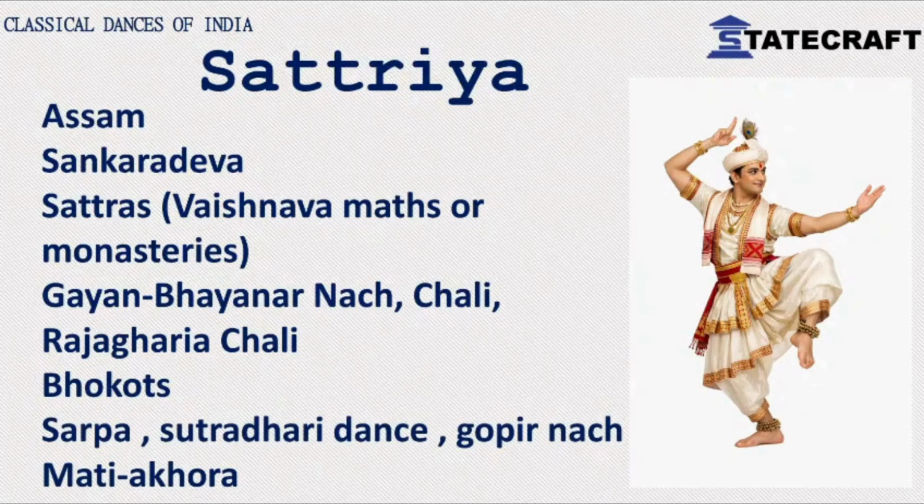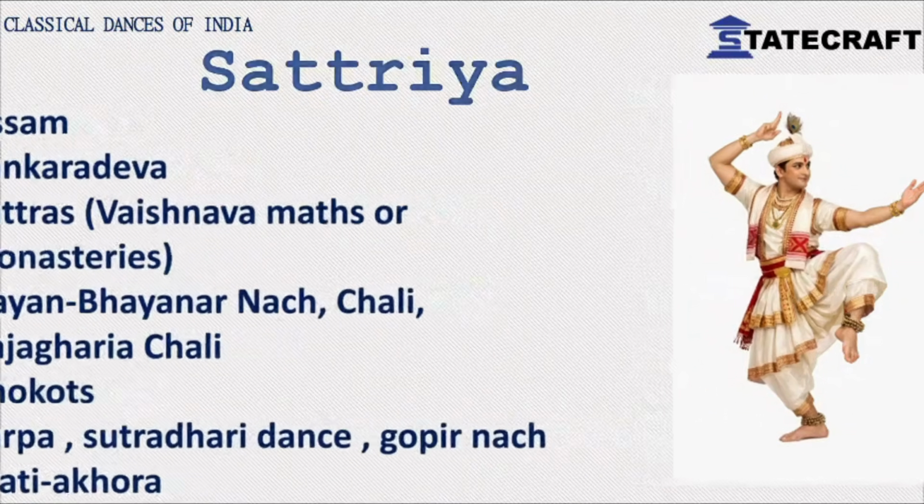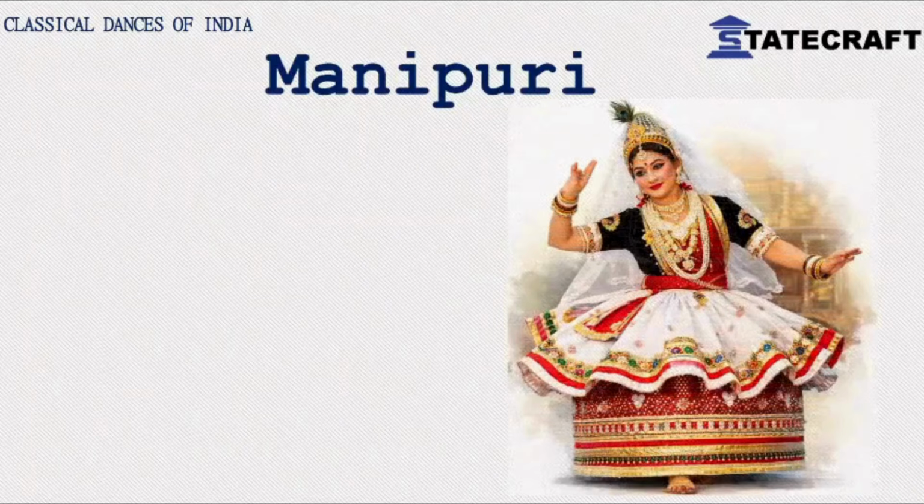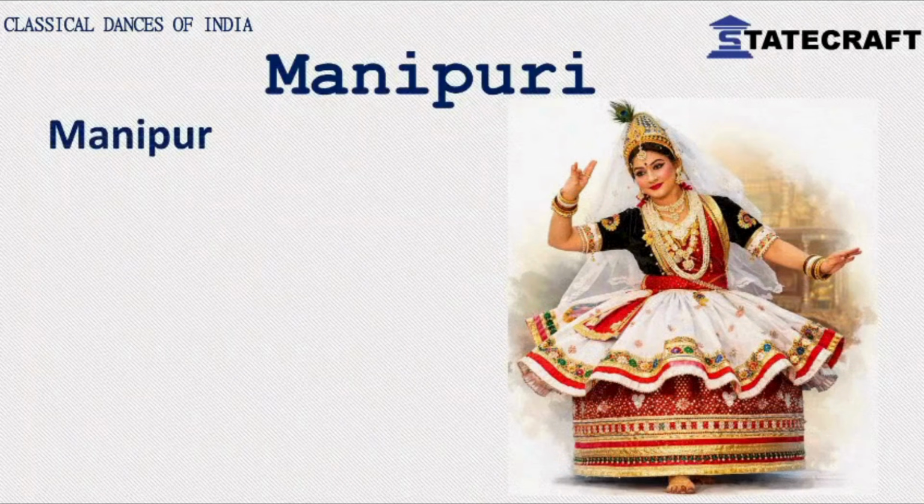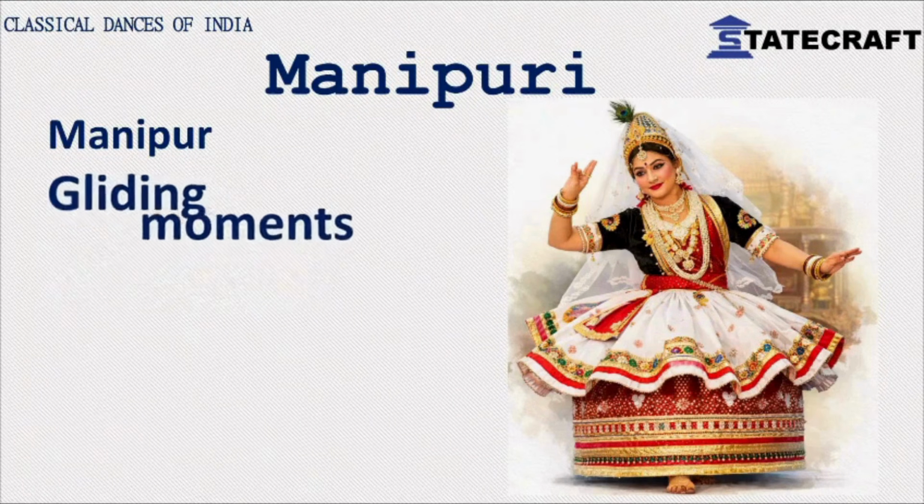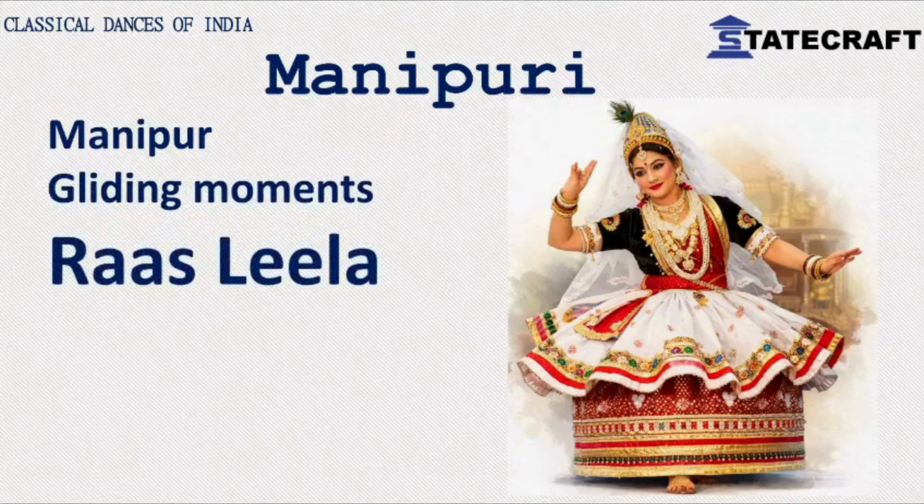Dancers undergo training in 64 basic exercises known as Mati Akhara. The final classical dance we discuss today is Manipuri. Manipuri, which originated in Manipur, is known for soft, gentle and flowing movements which resemble gliding movements. The core theme of Manipuri dance is Ras Leela, depicting the episodes of the life of Lord Krishna.